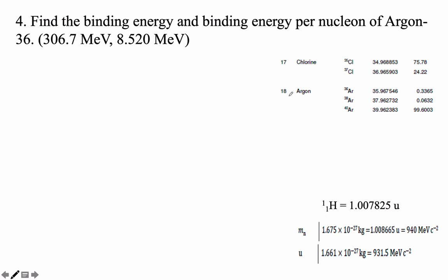All right, the binding energy and the binding energy per nucleon of argon 36, right? Now notice we've got quite a few choices of argon, so 18 protons means argon, right? Argon 36 is this guy right here. Evidently there's 38 and there's 40. Notice this is sort of striking, right? Notice that the odd numbers of nucleons are not stable.